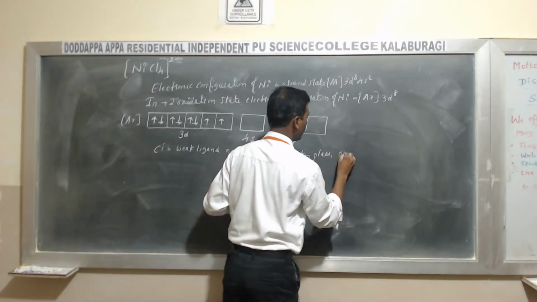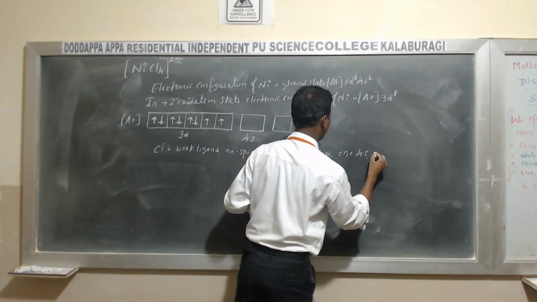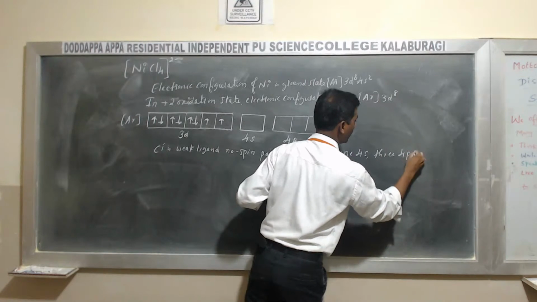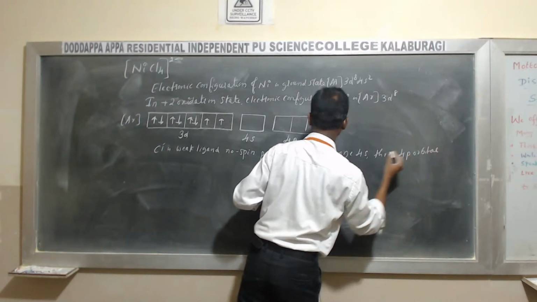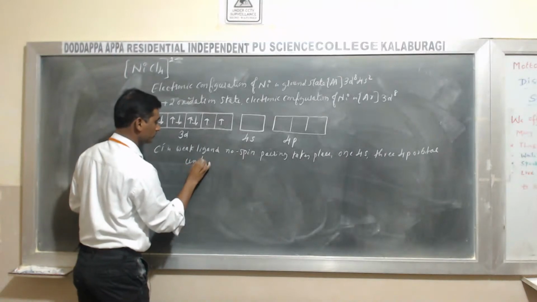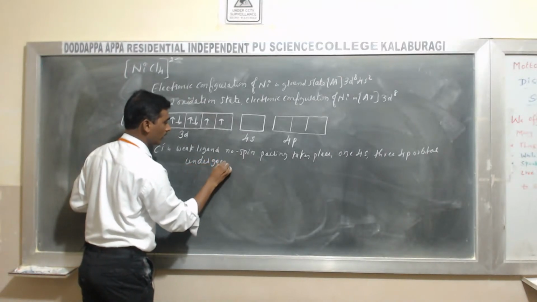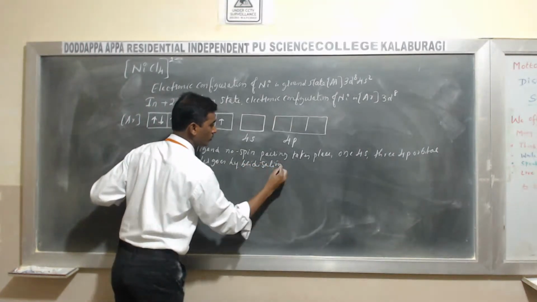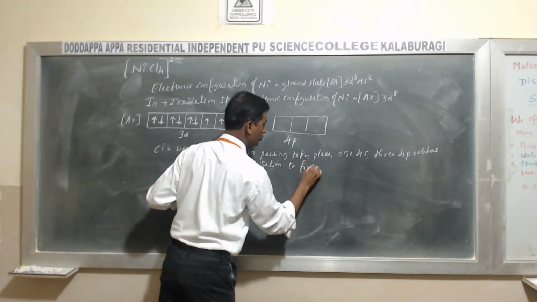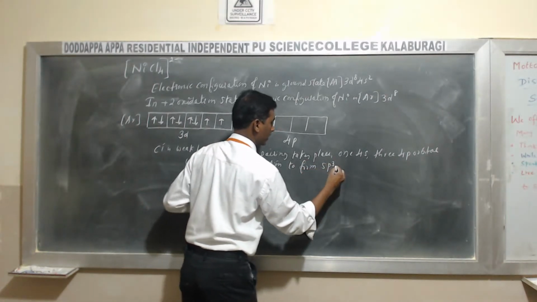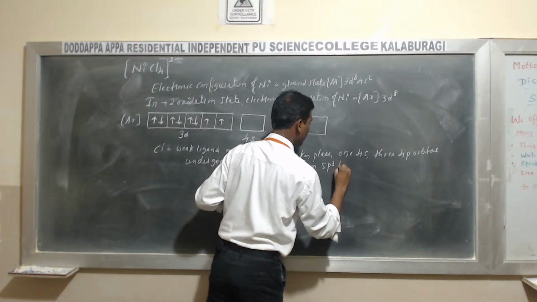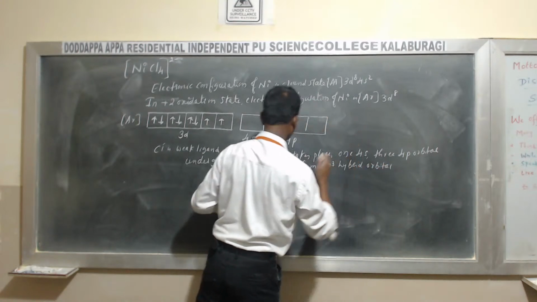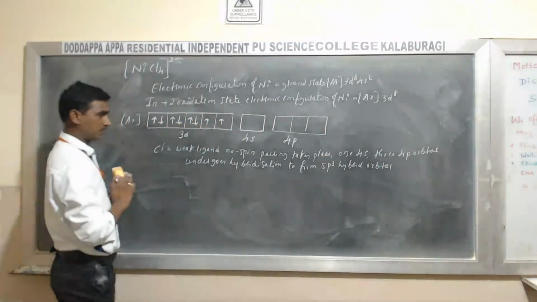So finally, one 4s orbital and three 4p orbitals undergo hybridization to form sp3 hybrid orbitals. Is it correct or not? It forms sp3 hybrid orbitals.